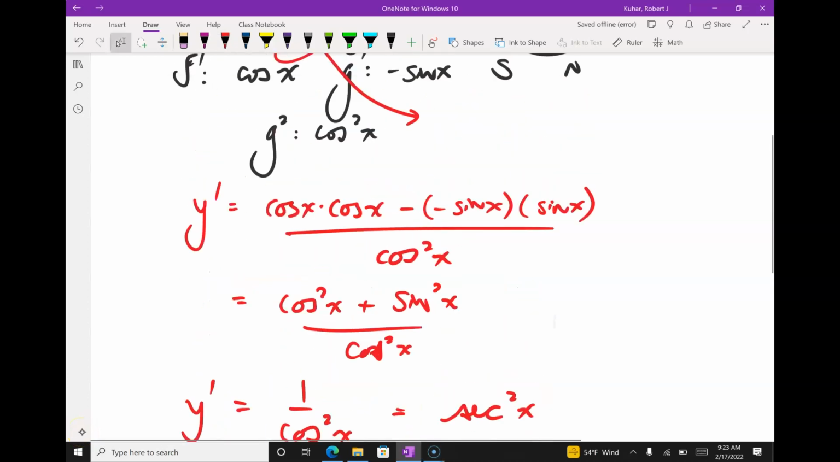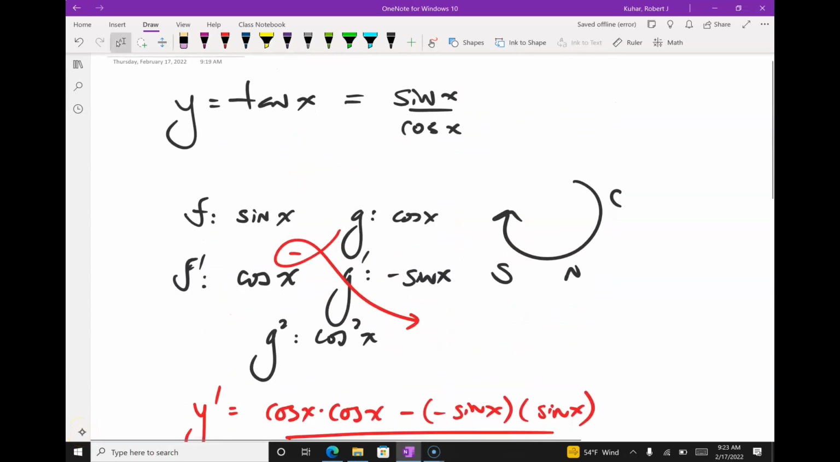I'm trying not to zoom too much, right? But here was my original problem. This was the second problem I did today. So y is tan of x, which is sine of x over cosine of x, right? That's a quotient, so I'm using the quotient rule there.